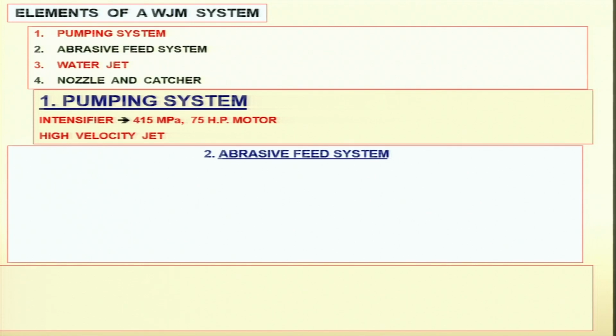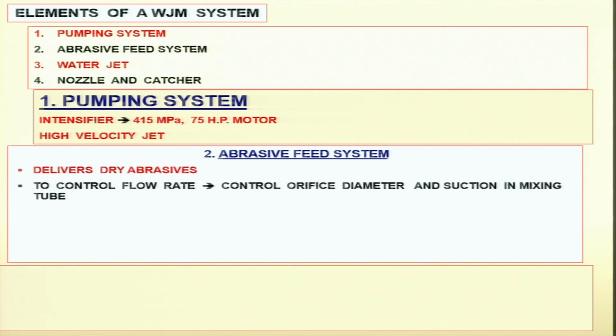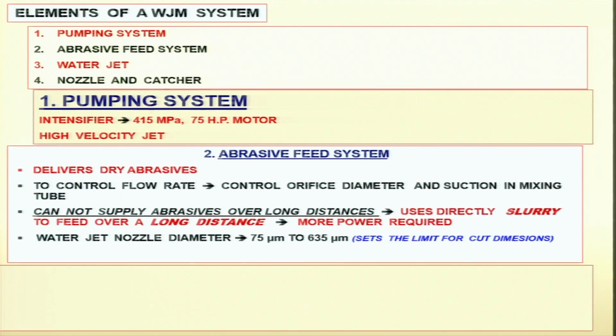Then you have the abrasive feed system. I have shown you in the pictures already. It delivers dry abrasive. This is very important. Abrasive should be dry. To control flow rate, control orifice diameter and suction in the mixing tube. It cannot supply abrasives over long distances, because this abrasive feed system normally is not capable of supplying abrasive particles over long distances. So what they do, they use slurry directly.